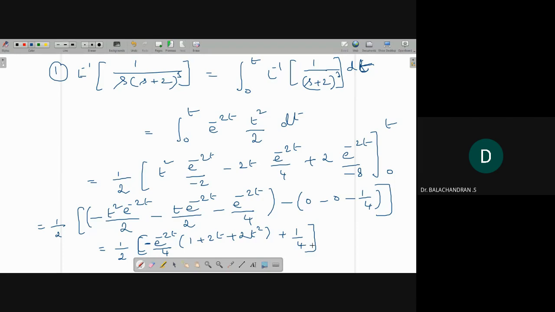Even you can take 1 by 4 common, if you want, that is up to you. So 1 by 8, 1 minus e power minus 2t into 1 plus 2t plus 2t square. Close the bracket and finally close the bracket. This is 2t square. So this is the final answer.